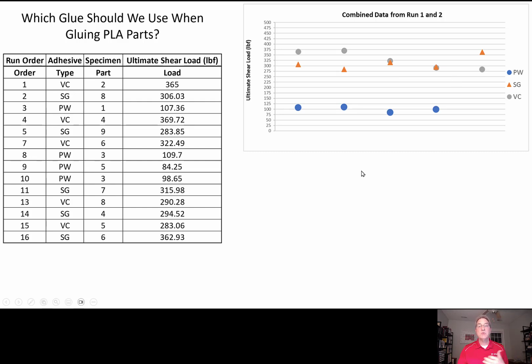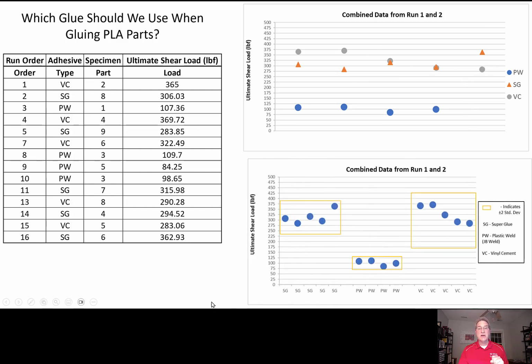Again, I started with what I call the standard graph, where this data was in columns, and so we plotted each one. So there's one glue, there's another. And again, I can see that whatever PW was, it was not as strong. These guys looked pretty similar.